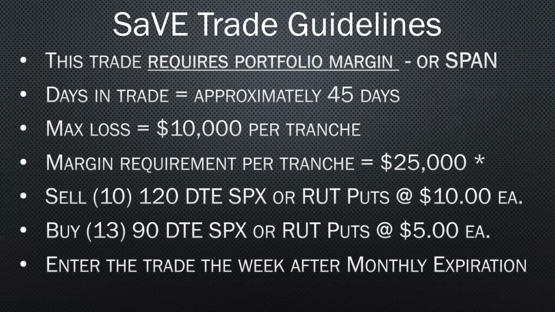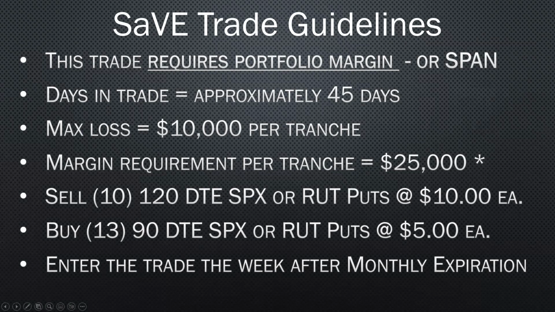And there are plenty of presentations out there that explain what SPAN is. The trade usually lasts for approximately 45 days. It can be a little bit longer, a little bit shorter, but that's roughly the middle. The max loss on the regular SaVE trade is $10,000 per tranche. A tranche is one complete set, and we'll talk about what that is in just a moment. The margin requirements per tranche is $25,000.